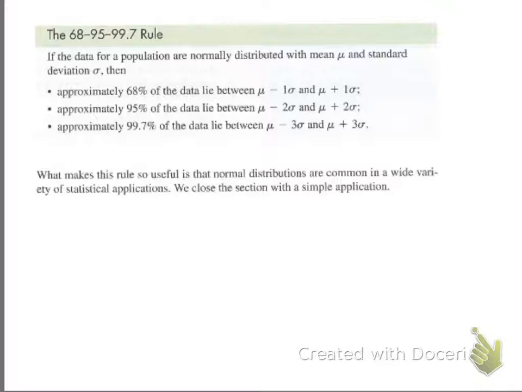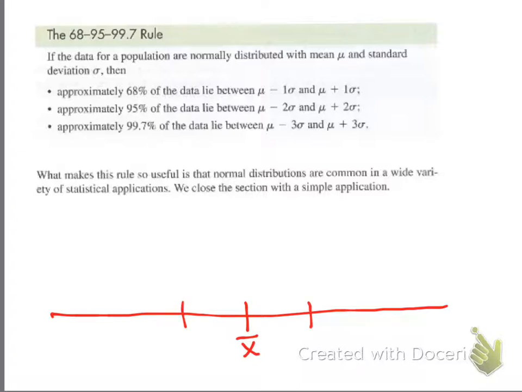The 68, 95, 99.7 rule. If the data for a population are normally distributed with mean mu and standard deviation sigma, then approximately 68% of the data lie within one standard deviation. So basically this is what it looks like. Here's x bar. Here's one standard deviation. So that means 68% of the data lie in that area right there.